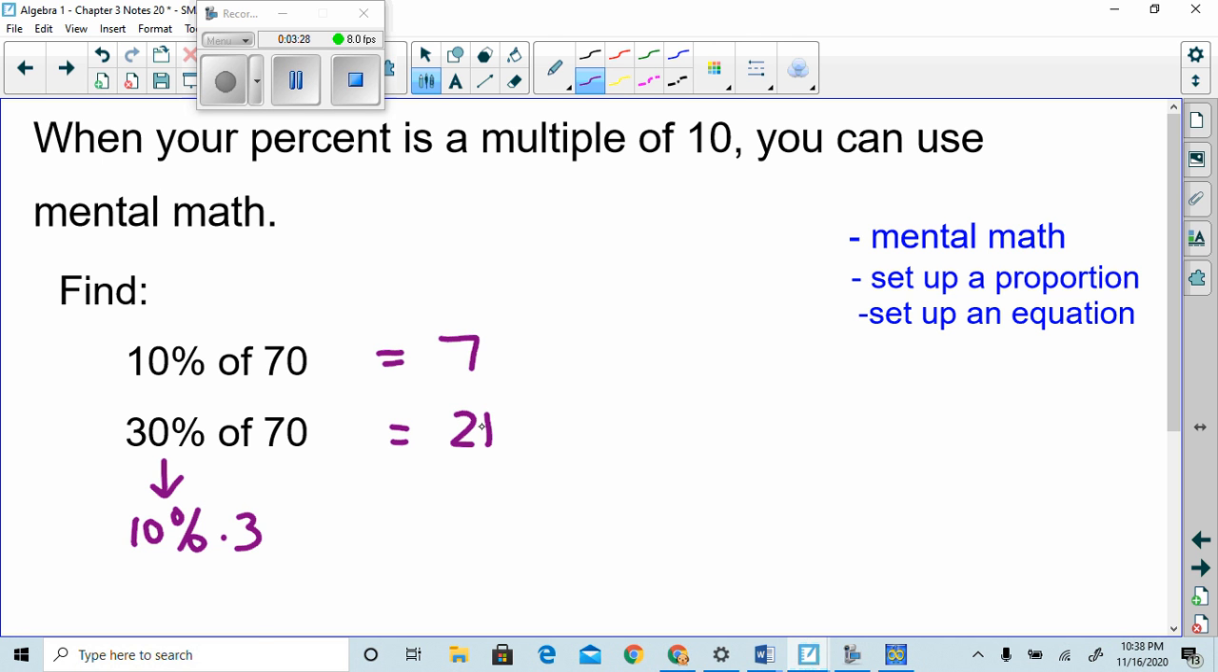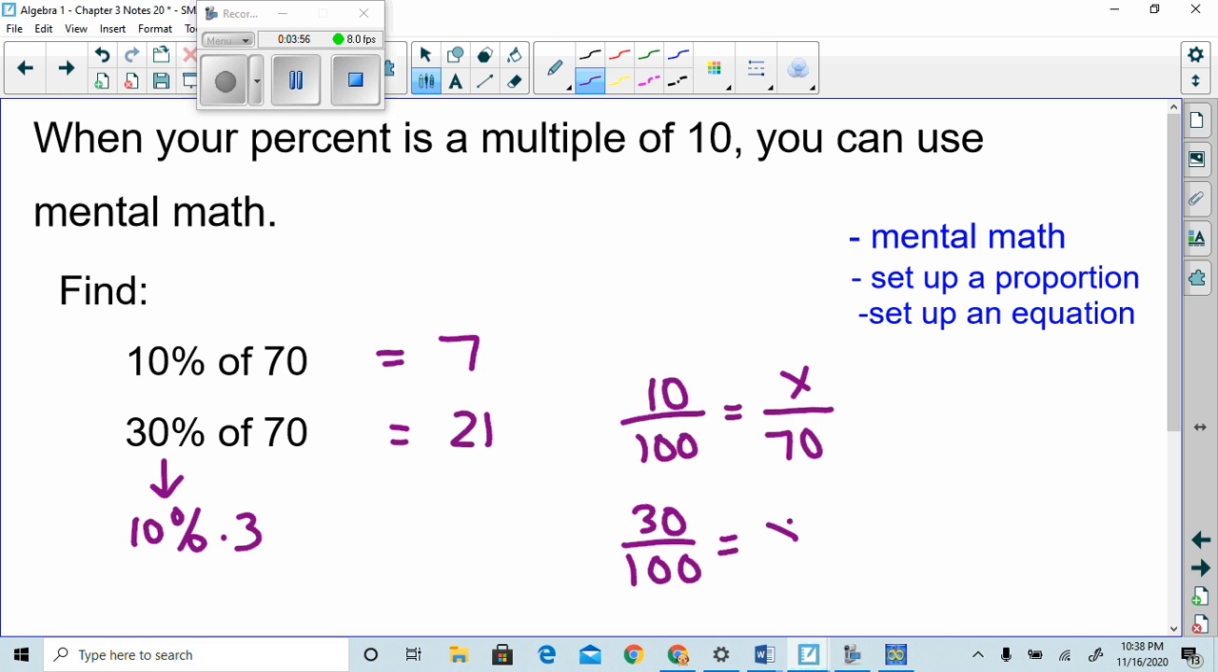If I wanted to set up a proportion for this first problem, 10% is 10 out of 100. Okay, part to total. What percent of, there's your total, missing the part. Cross multiply and solve. Same thing with the second one. I have 30%, which is 30 out of 100, equal to some part. We don't know the part, we're looking for the total. And you would cross multiply and you'd get your 30x is equal to your 7,000, and you would again divide.